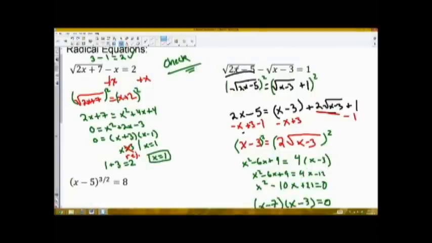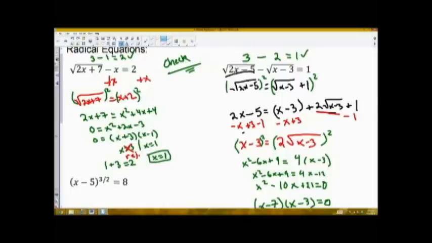2 times 7 is 14. 14 minus 5 is 9. Square root of 9 is 3. Minus 7 minus 3 is 4. Square root of 4 is 2. 3 minus 2 equals 1. So 7 works. 7 will be one of my solutions.